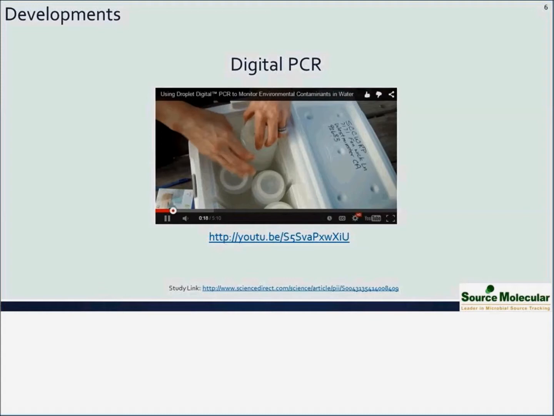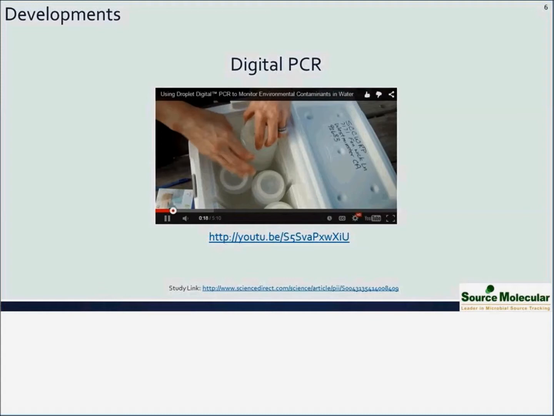And because of the upfront effort we've made in trying digital PCR, we now have the ability to use and offer this technology on a trial basis to a few key projects this year. And so this would be really interesting for larger projects because of the upfront investment in using this technology.